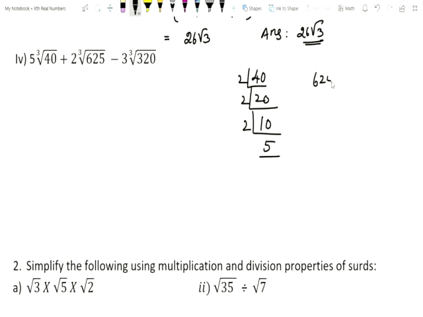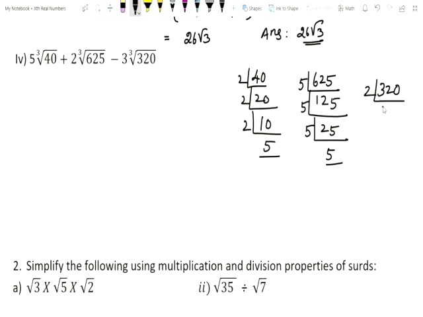Next, 625. So 1 5 is 5, 2 5s are 10, 5 5s are 25. 5 5s are 25. Next, 320. 160 into 2 you get 320. Divide by 2, 80. Divide by 2, 40. Then divide by 2, 20. Then again divide by 2, you get 10. Then again divide by 2, you will get 5.